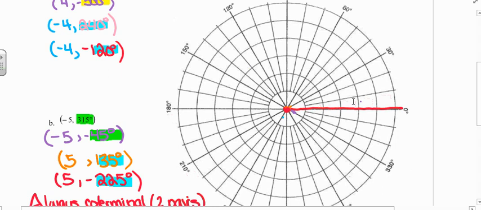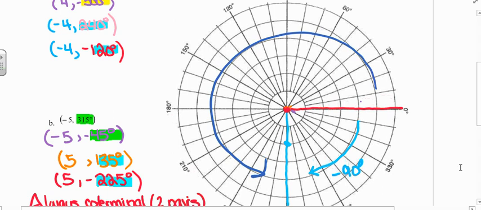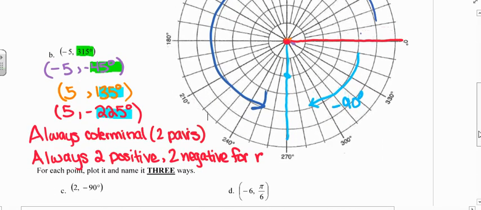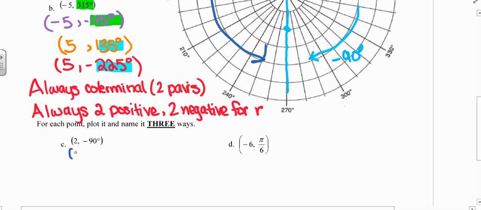So letter C says plot the point with coordinates 2, -90 degrees. So I'm going to start with that -90 degree angle. So -90 degrees is going to land me right down here. I'm going to go 2 units out from that pole. So there's the location of letter C. So again, there's my -90. If I were to go the opposite direction from that polar axis, I'd have to go a positive 270 degrees and my radius length would still be 2. So 270 is another way to name that.